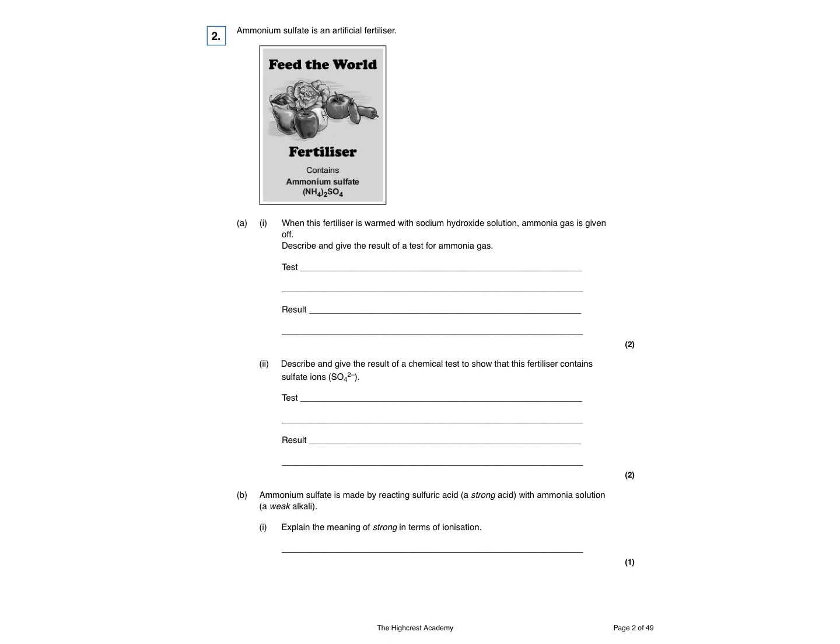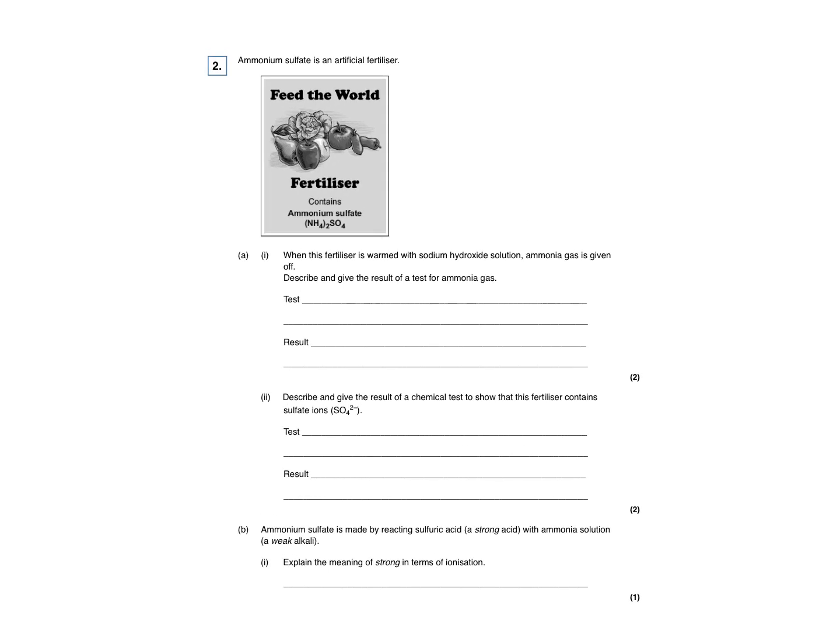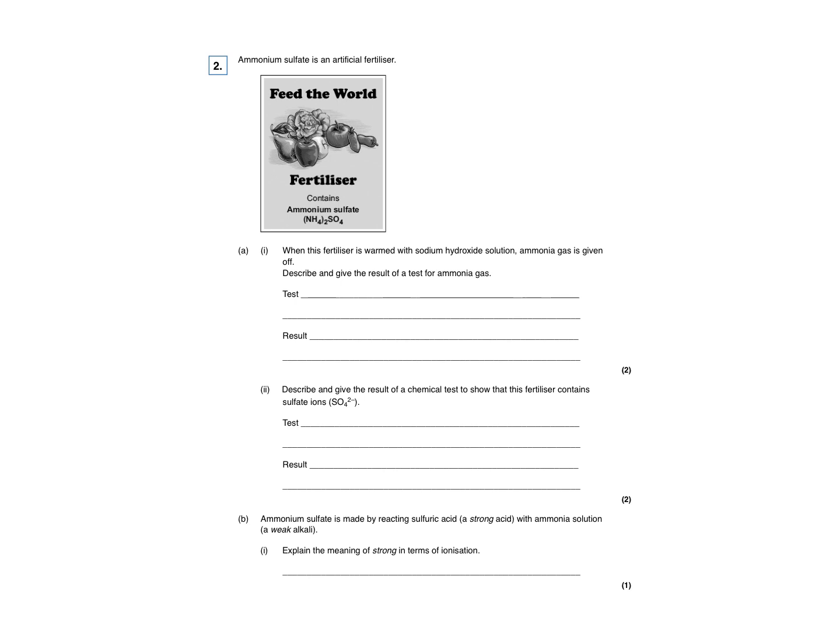Okay, next thing, this ammonium sulfate is an artificial fertilizer. When this fertilizer is warmed with sodium hydroxide, ammonia gas is given off. Describe and give the result for a test for ammonia gas. Now, you're not going to know this. We haven't covered this. So if you did Google it, well done you. If you didn't, that's okay. So we test it using litmus paper, and it goes blue in the presence of ammonia.